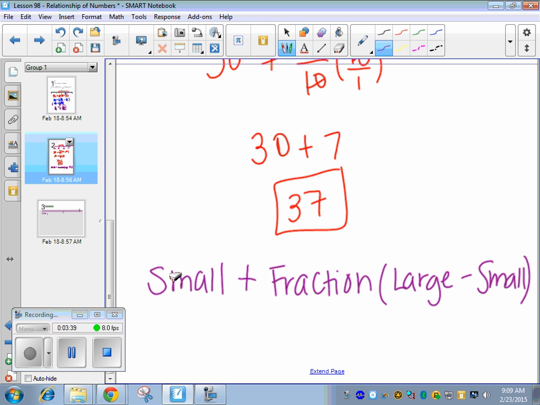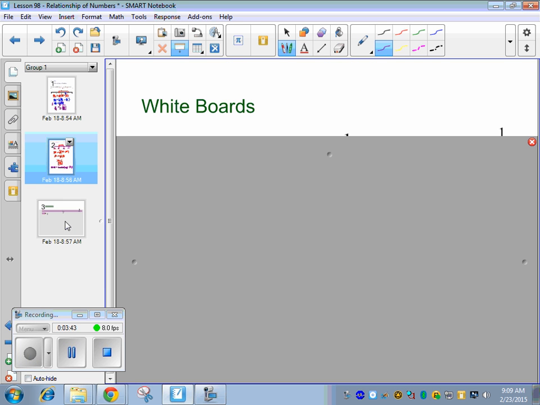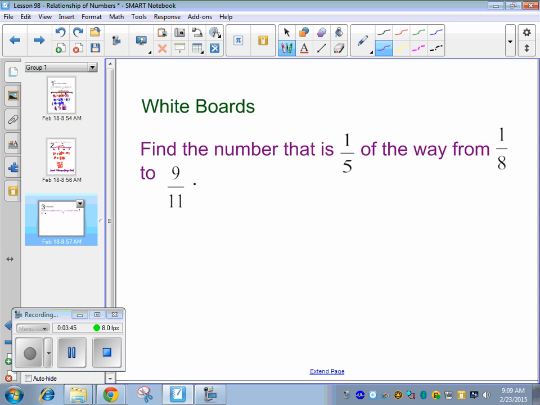All right, now you guys can try. So on your whiteboards, find the number that is 1/5 of the way from 1/8 to 9/11.